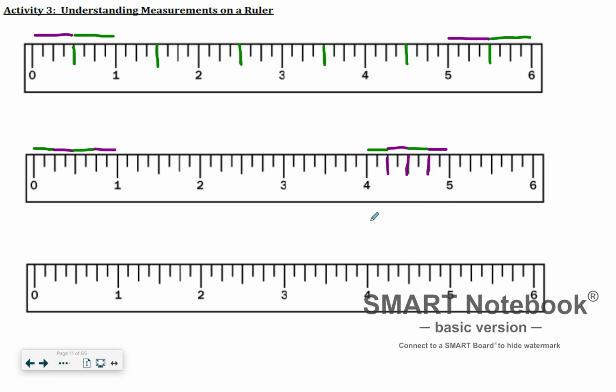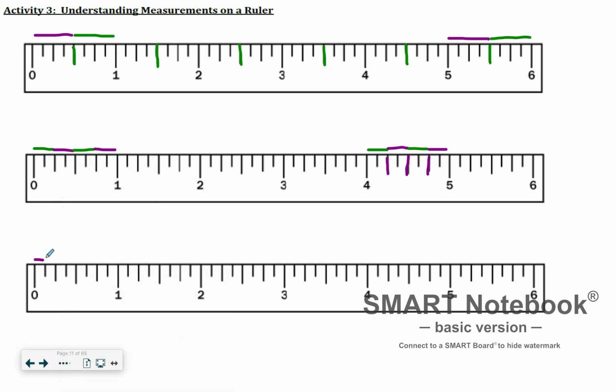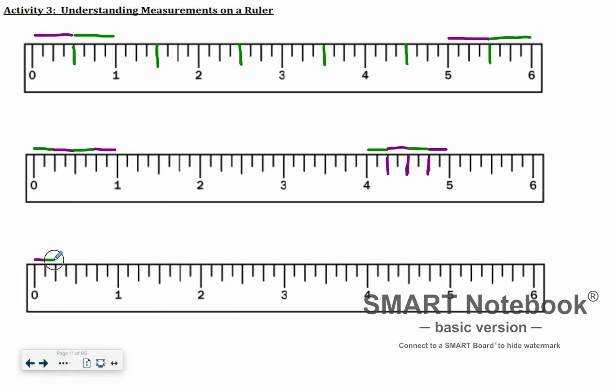Okay, and then the bottom, we can divide each inch into 1/8. That's 1/8. This will take me a little while. This is 2/8. 3/8.